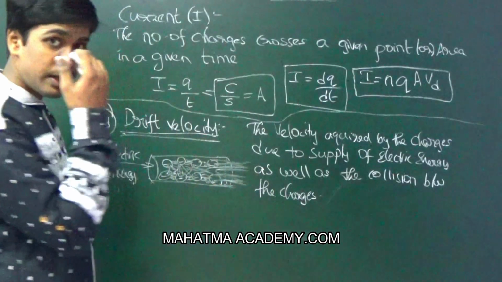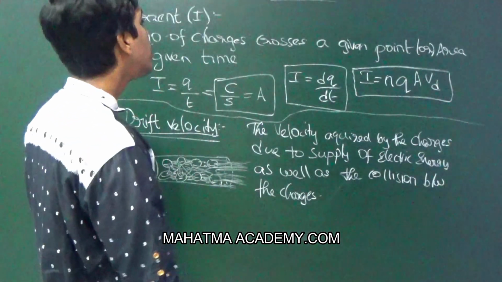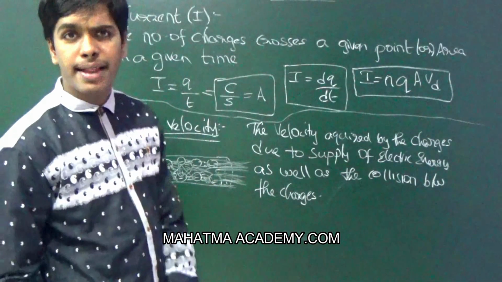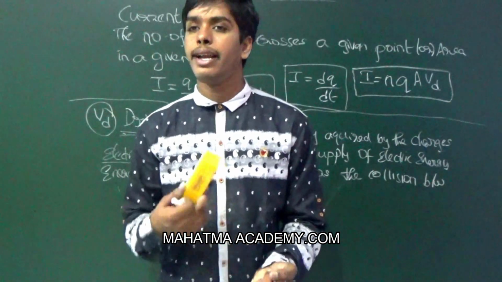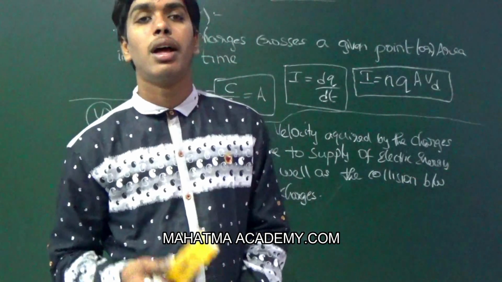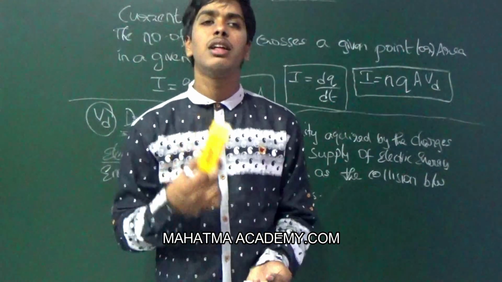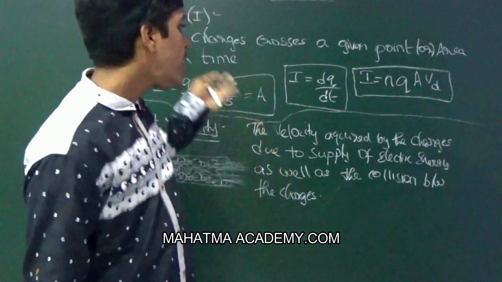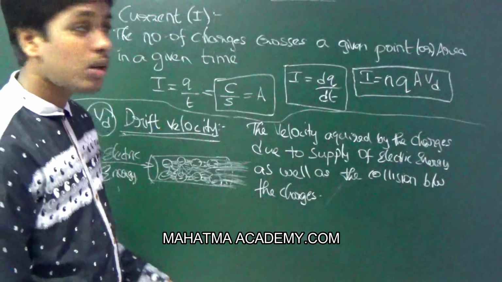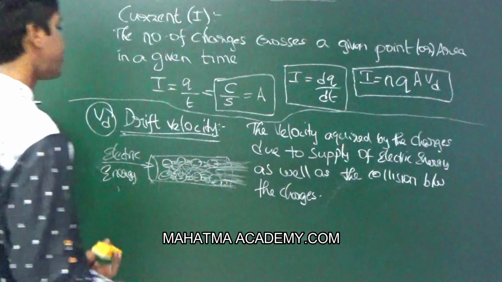Now we have the current density. What does it mean? We have linear density, area density, and volume density. Volume density is the common one, that is mass by volume. Current density means current upon area.